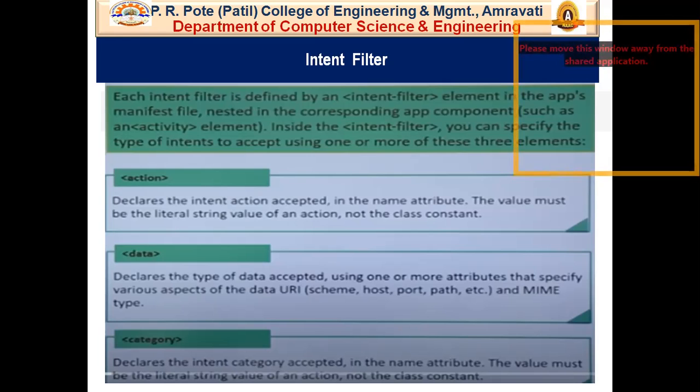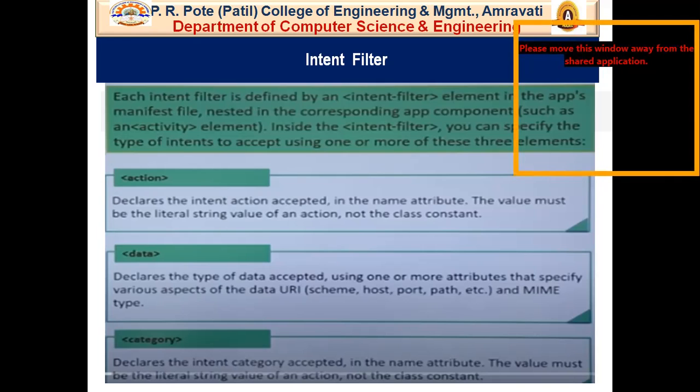The next component is data. It declares the type of data accepted, using one or more attributes that specify various aspects of the data URI, that is scheme, host, port, path, etc., and the MIME type, that is the multimedia type. So data means what data is accepted; say if it's mail, then we use the mailto data or mailto URL. Now the last one is the category component.